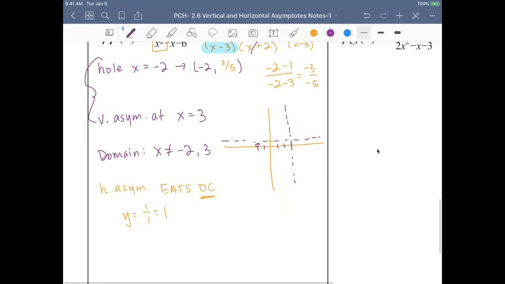And the range of the graph is y cannot equal 1, because of our horizontal asymptote. Though you have to check the graph and make sure that this is true, because sometimes the graph does cross the horizontal asymptote.